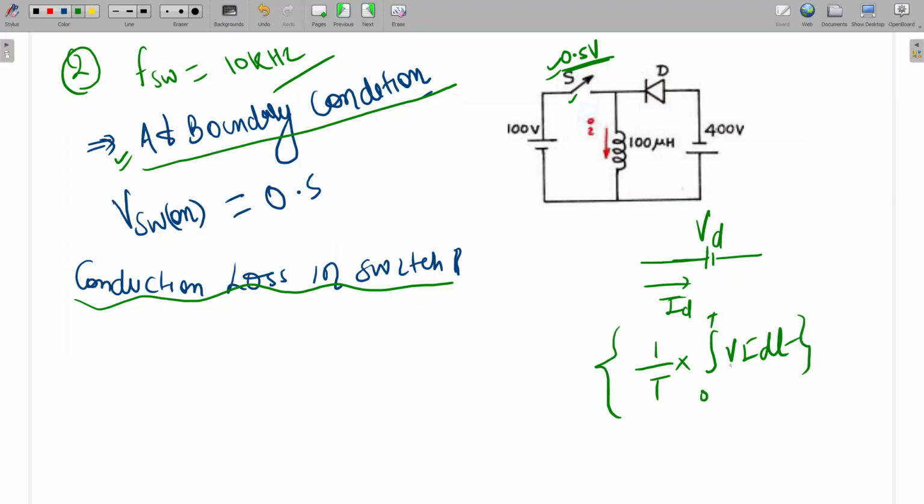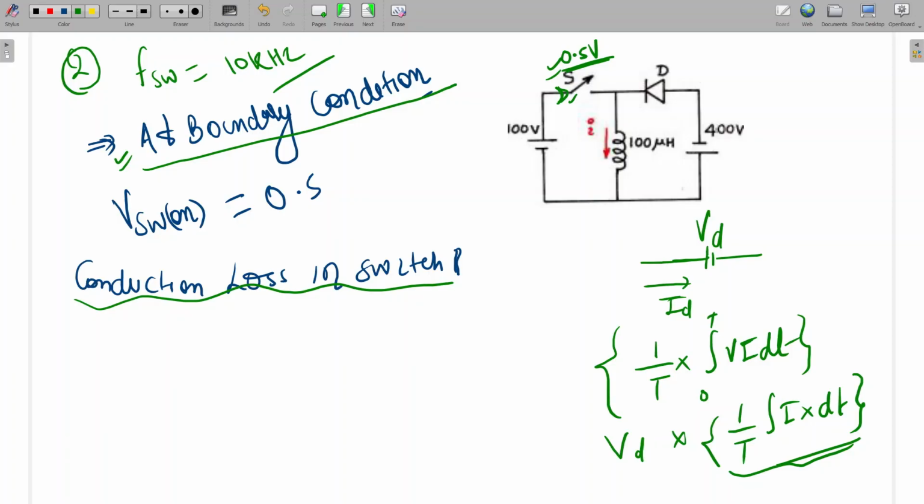If one value is constant, so here what is constant? Vd is constant, so I am taking Vd common: Vd into 1 by T times the integral of I dt. This will be the average value of the current. So we have to calculate the average value of the current here. If we multiply that average current with Vd, then we get the average power of the switch drop. Is it clear?